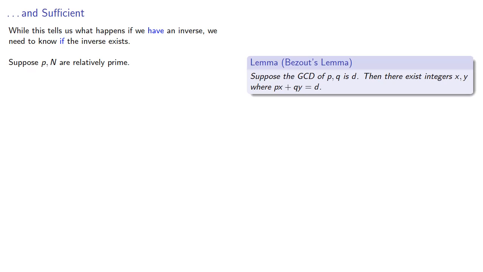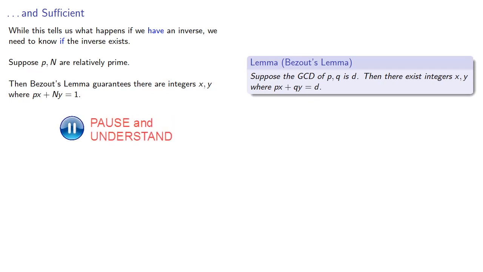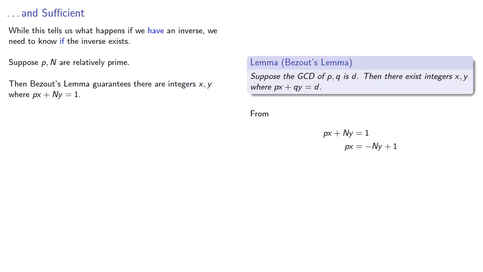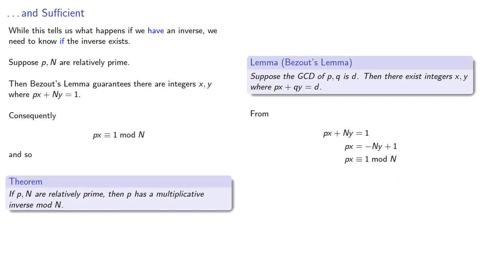So, if p and n are relatively prime, then Bézout's lemma guarantees there are integers x and y where px plus ny is equal to 1. And from here, we can work things backwards. So px must be negative ny plus 1, which tells us that px must be congruent to 1 mod n. And so, if p and n are relatively prime, then p does have a multiplicative inverse mod n.